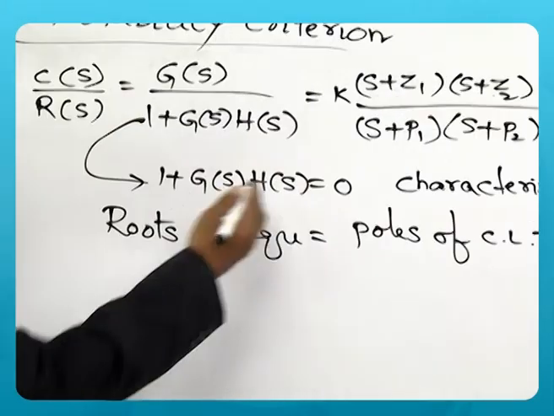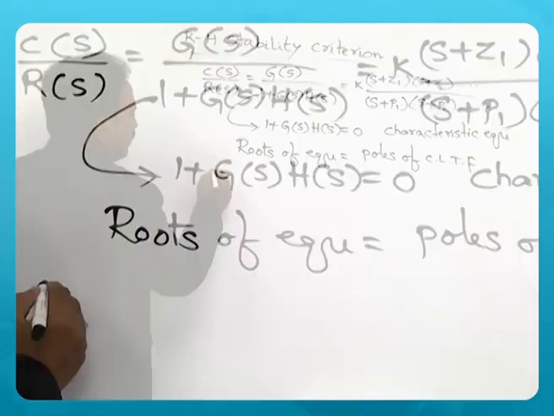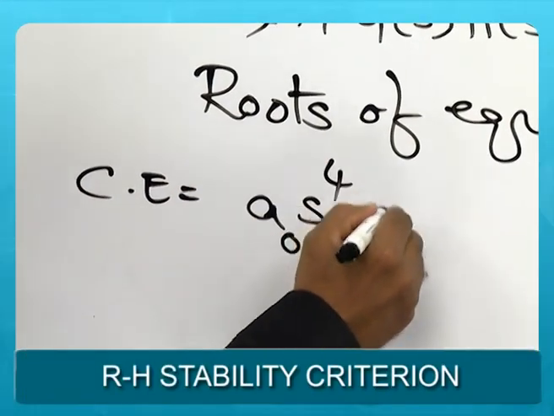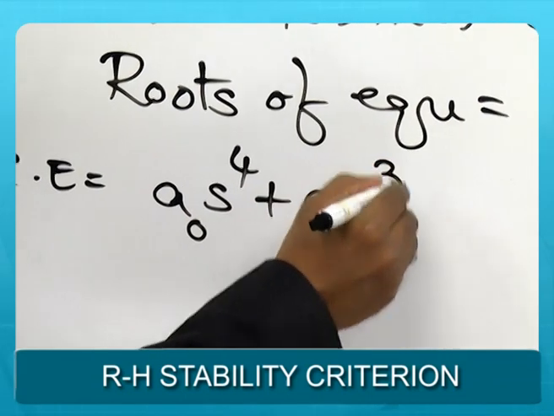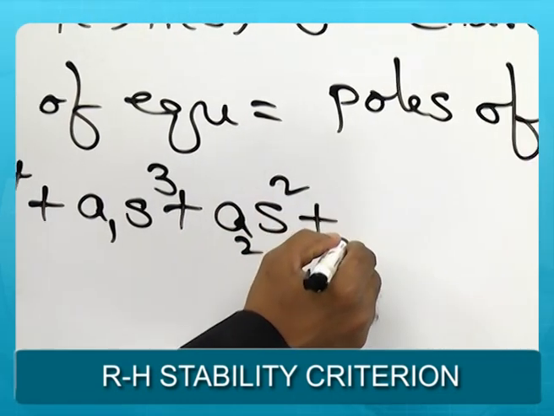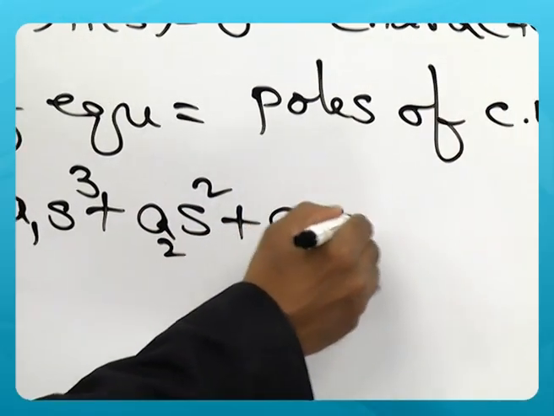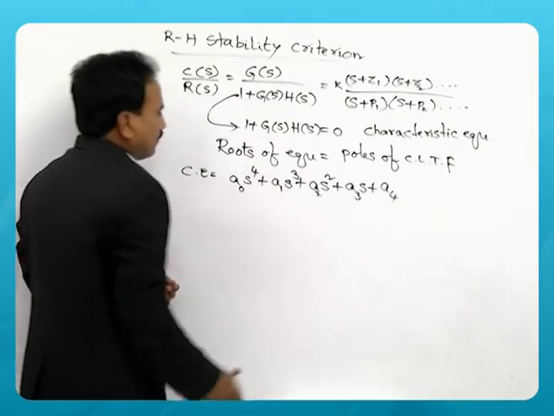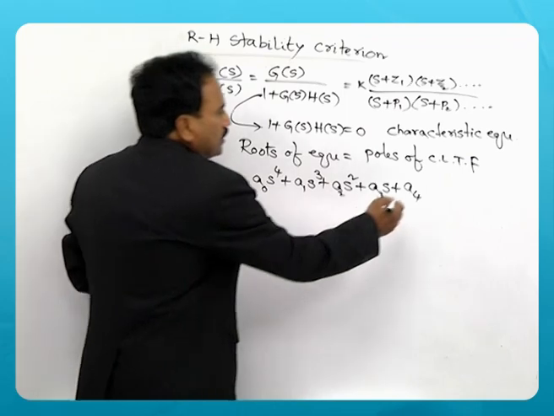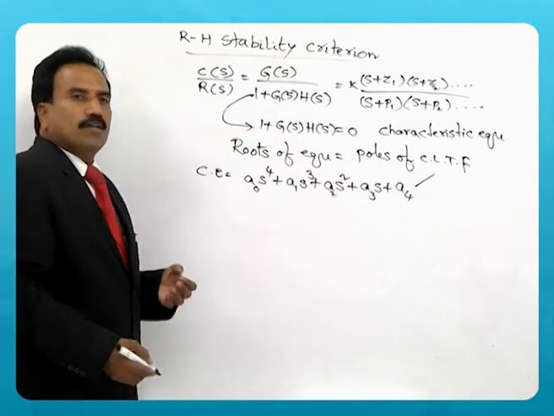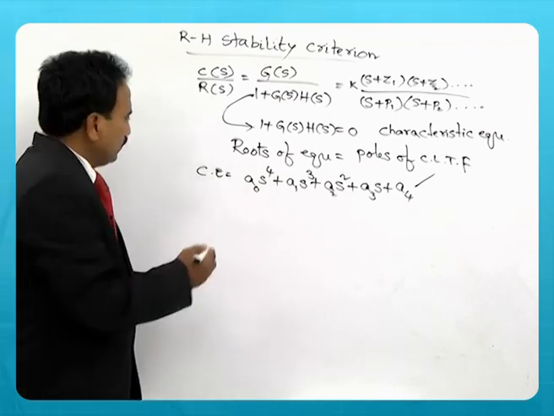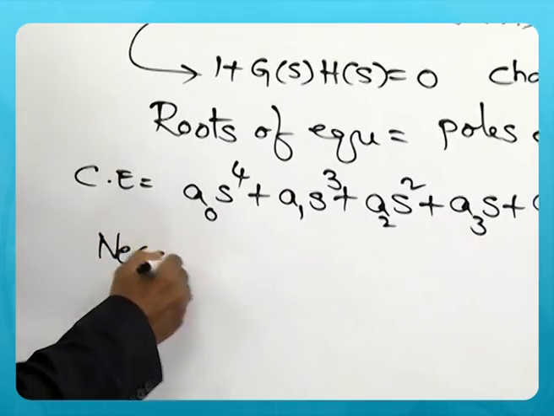Let us consider this characteristic equation as a0 s power 4 plus a1 s power 3 plus a2 s power 2 plus a3 s plus a4. Say this is a characteristic equation, and for this equation, if I want to find the stability, it is important to know there is a necessary condition.